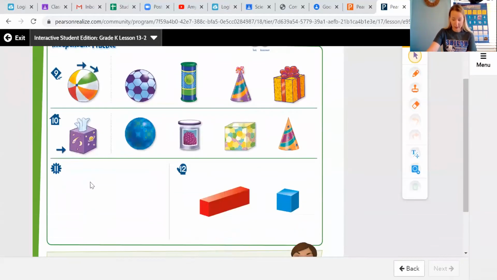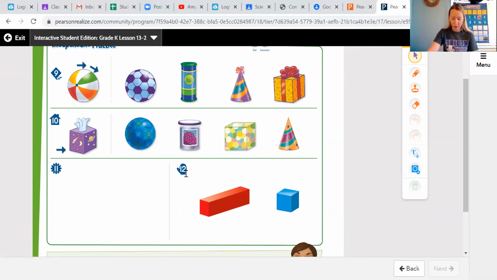Number 11, draw 2 solid figures that can stack on each other. Draw 2 solid figures that can stack on top of each other, and try to remember, what does it have to have if it can stack? Does it need a flat edge? I think so. So that's your clue.